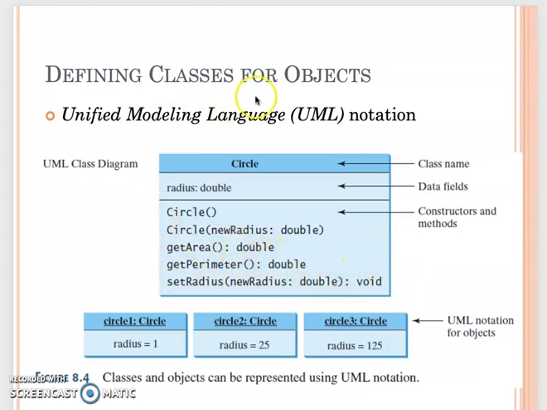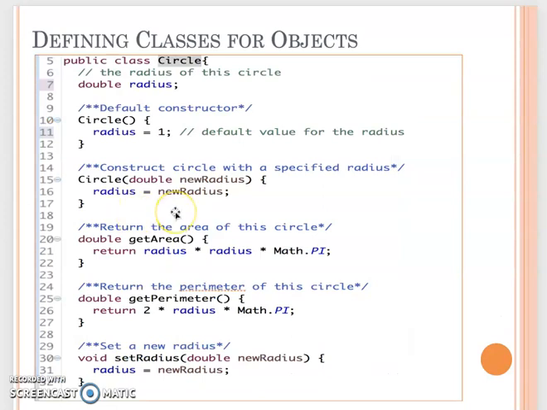Once you create a circle class, you can create different circle objects. So that's the circle class. Then we can have circle 1, circle 2, circle 3 for the different circle objects. So let's see, after we have the UML diagram for the circle class, how should we write the circle class? Here is the sample code.